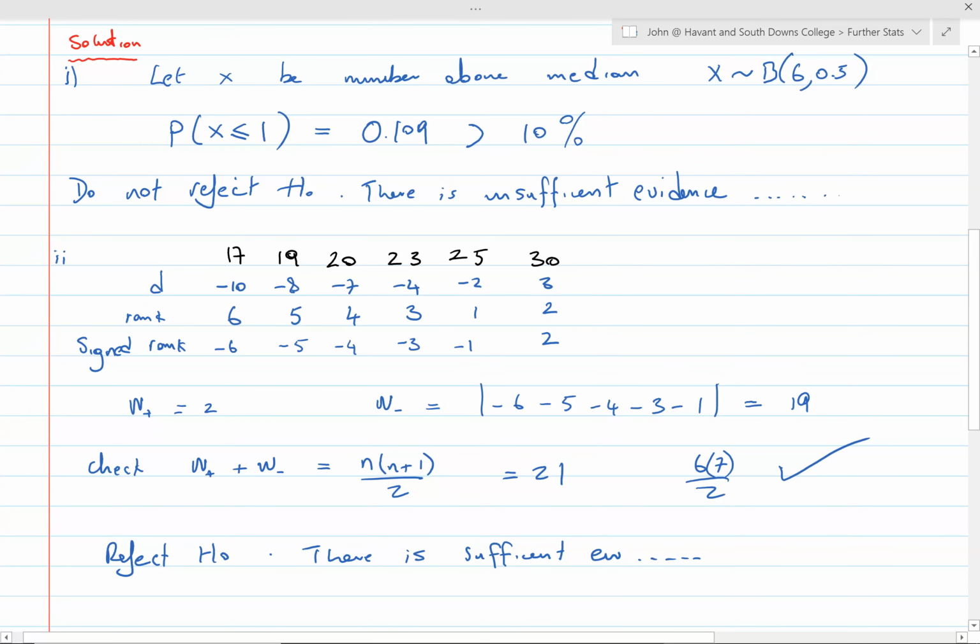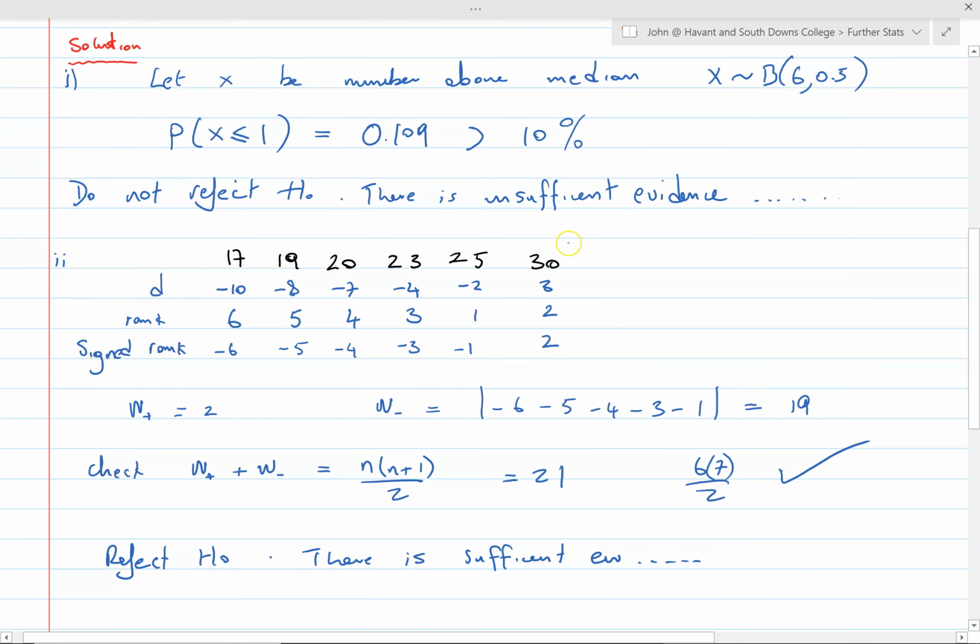And basically, as I've mentioned a number of times now, the signed rank test, if we can assume symmetry, that's important, is the preferred option, because it takes account of how far the remaining number is from the median. So for example, this 30 here was the one number that was above the median. With the sign test, it wouldn't have made any difference if that number were 28 or 48 or 108. It would have given the same answer.